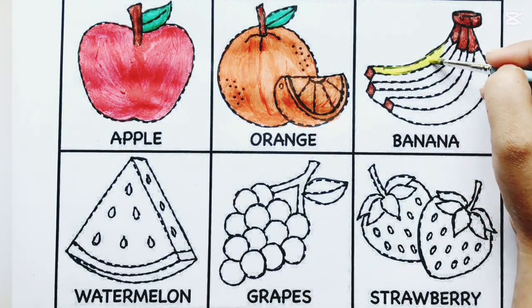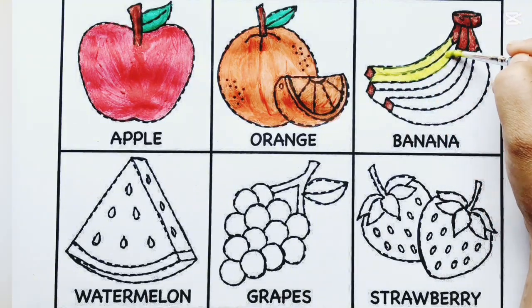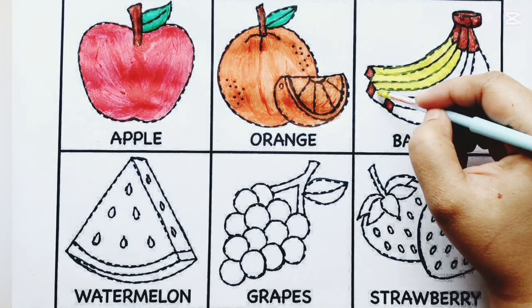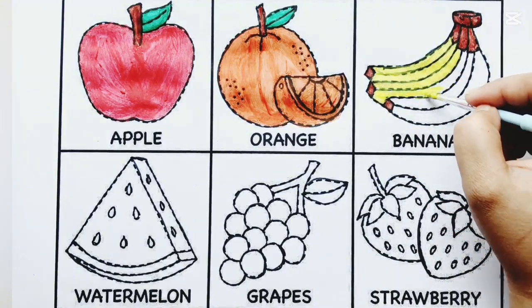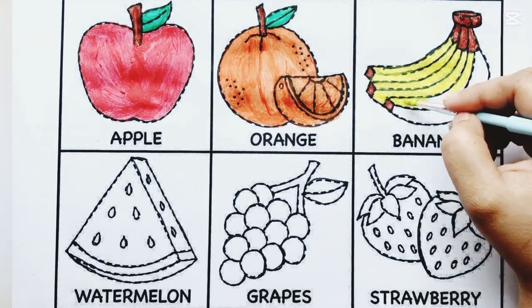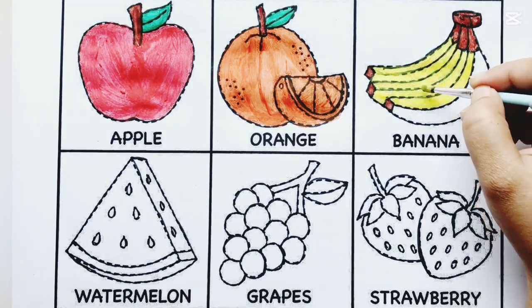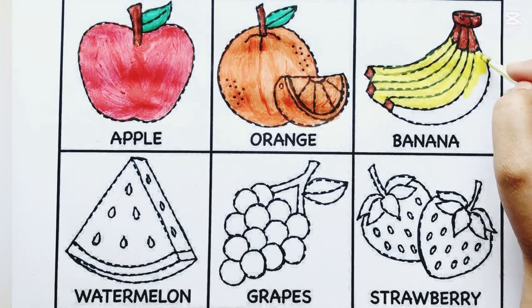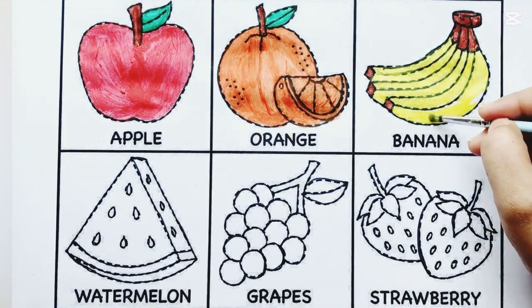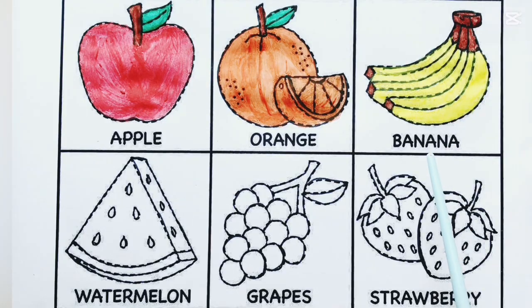Yellow color. B for banana. Banana color is yellow. B A N A N A banana. B for banana.